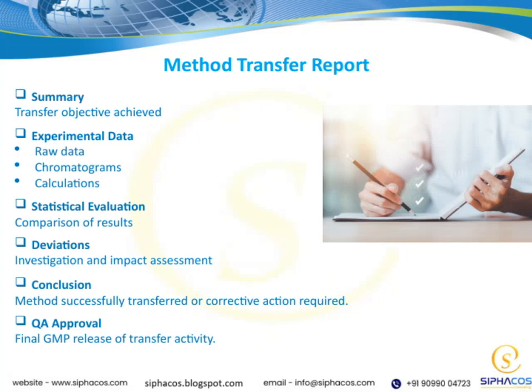This slide outlines the key components of the method transfer report. It starts with a clear summary, confirming whether the transfer objective was achieved. Then, it presents all the experimental data, including raw data, chromatograms, and calculations. Next, there's a statistical evaluation, comparing results to ensure consistency. Any deviations are investigated, with their impact assessed carefully. The conclusion states if the method was successfully transferred, or if corrective action is needed. Finally, QA approval marks the formal release of the transfer activity under GMP.